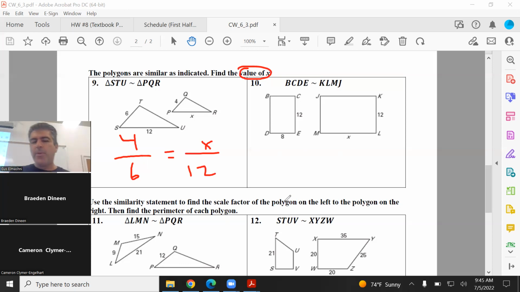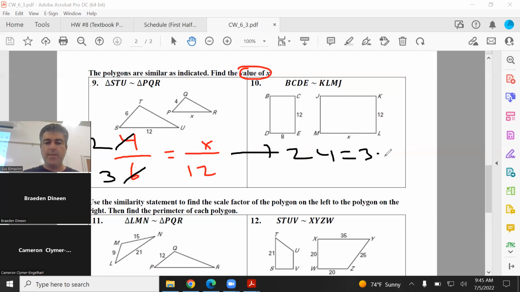Personally, I would probably reduce that fraction before you cross multiply, just to make the math a little cleaner for yourself. You don't have to. You still get the right answer, but it's just easier. So 24 equals 3x, x equals 8. Very nice. That makes sense, right? 8 over 12 is 2/3.